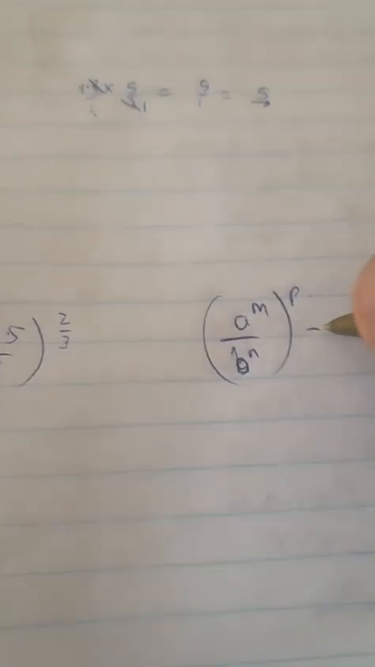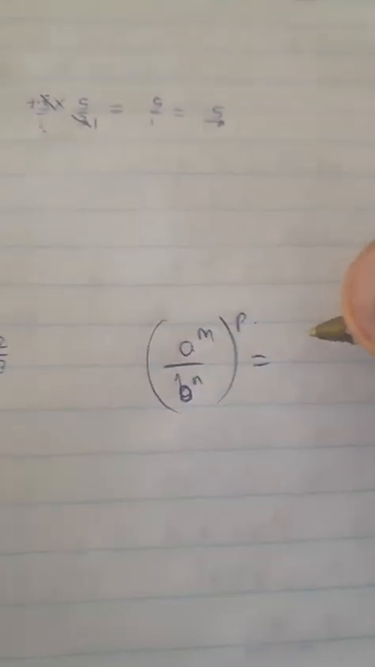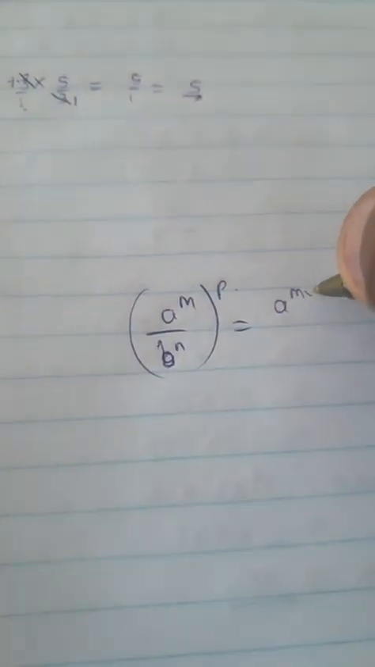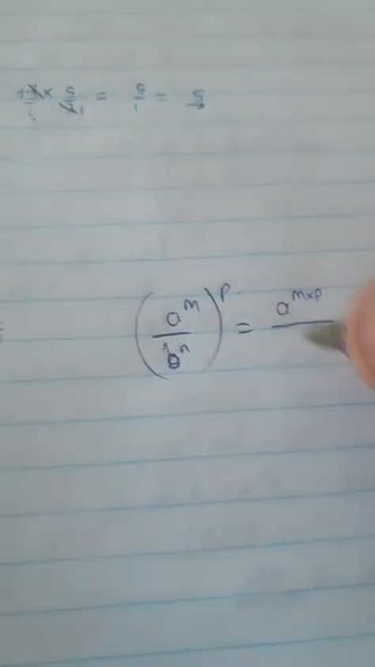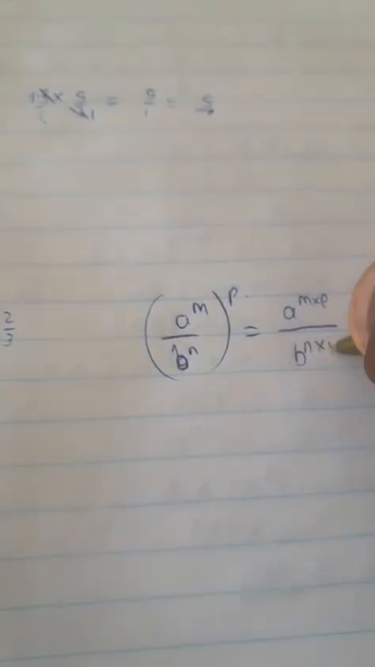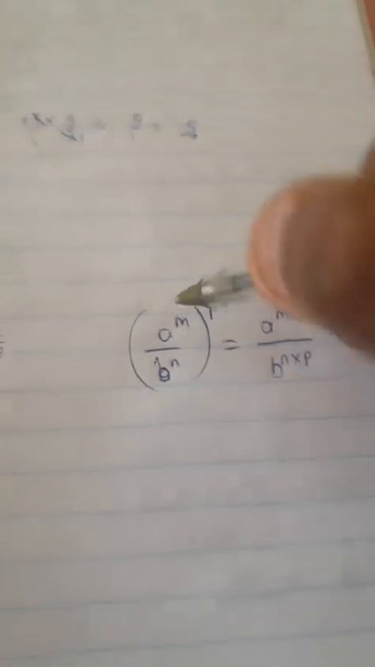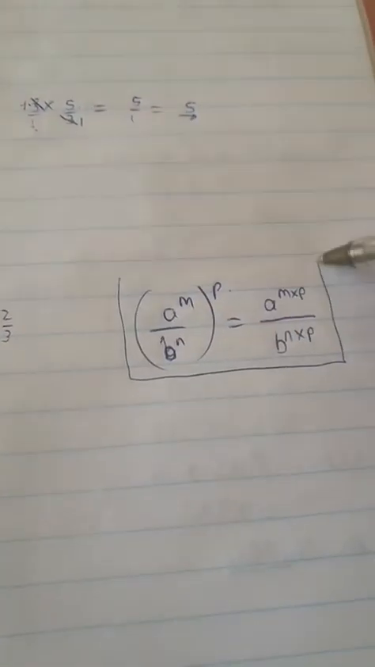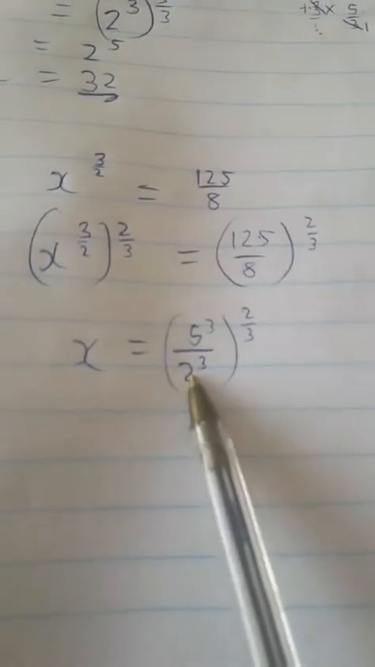But they are all raised to the power p. So when you remove the bracket, what can you do? You can write this as a to the power m times p over b to the power n times p. So following this particular law of exponents, we can then apply that to this particular problem.